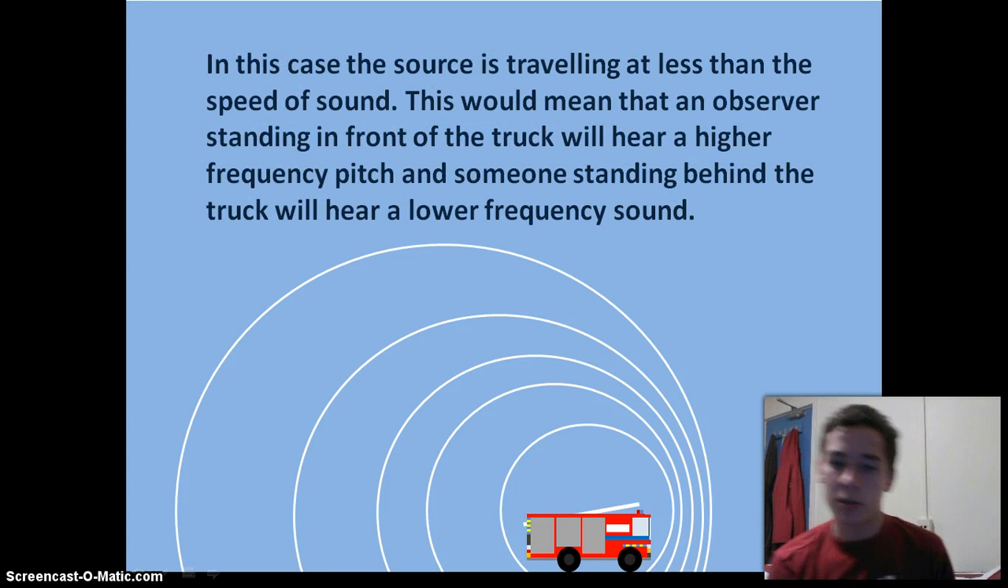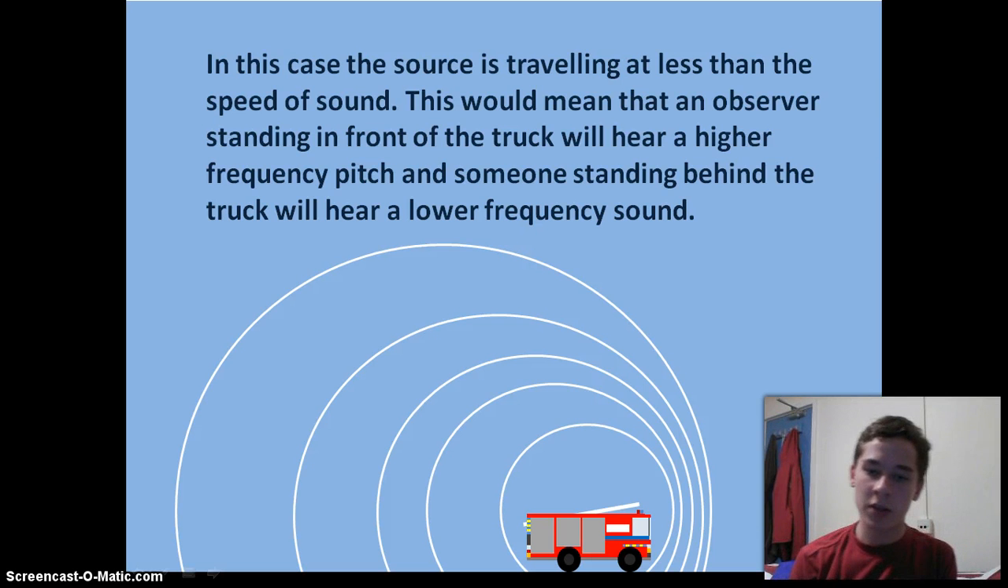In this case, the source is travelling less than the speed of sound, and therefore you will hear a slightly higher frequency pitch in front, and behind the truck you'll hear a lower frequency sound. You can still observe and hear the source depending on whether you're standing in front or behind it, but this can be changed depending on the speed of the vehicle, as you will see.